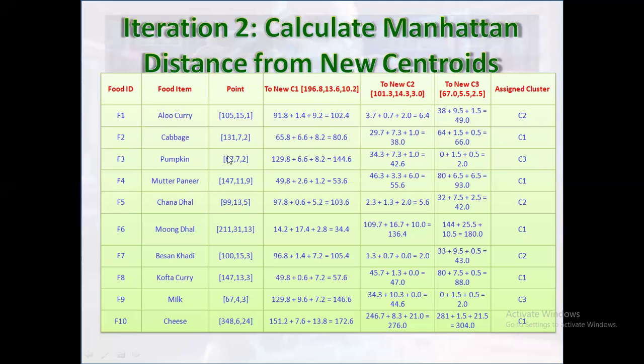For example, F3 has minimum distance of 2.02 here, C3. So assigned to C3 again. Similarly, F6 has minimum distance of 34.4. So C1 is assigned again. Similarly, F7 has minimum of, what is the minimum value? 105, 2 and 43. We got 2.0 as the lowest value. Assigned to C2 again. Each row reinforces the assignment decision based on minimal distance.